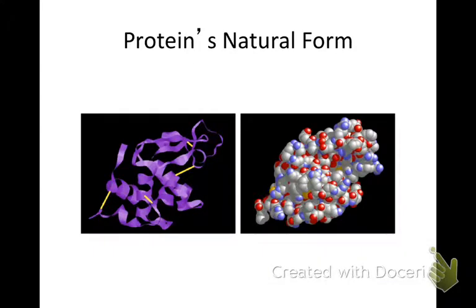So this is the protein's natural form. This is what most molecular biologists are going to draw a protein to look like. That has your primary, secondary, tertiary, and quaternary structure all drawn in one.